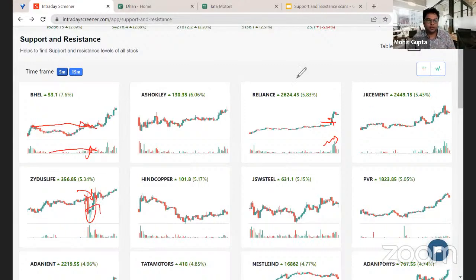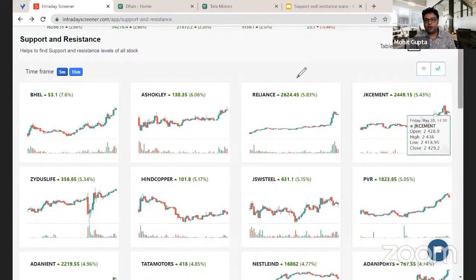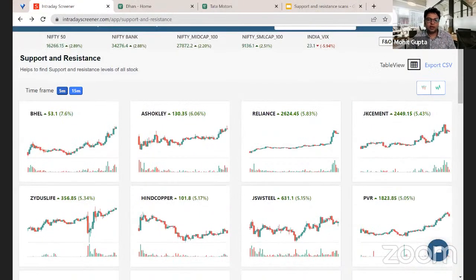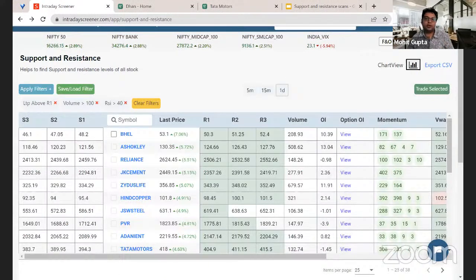All the charts will appear here, and you can have a chart view along with the scanning conditions. Then you can trade stocks according to risk management and money management. I hope you understood the support and resistance concept, how to find stocks, how to execute trades, and how to monitor the trades. I think that's it from my side. So let's go for the question and answer session. Do you guys have any questions?